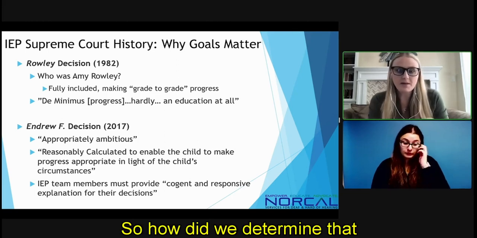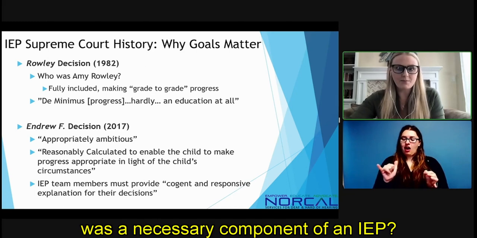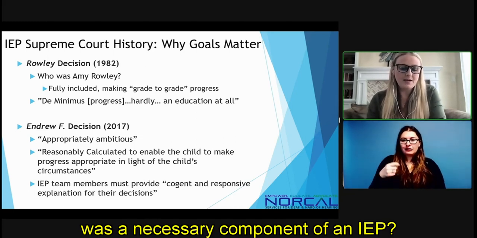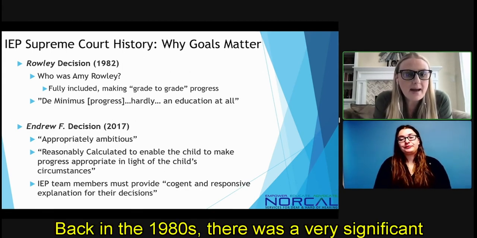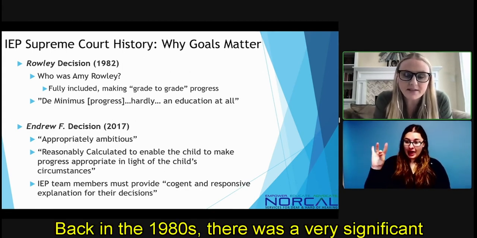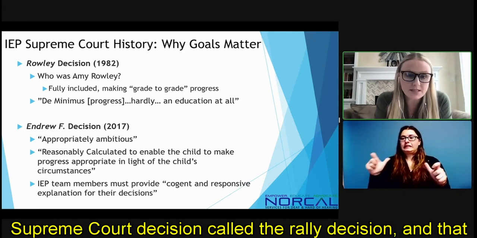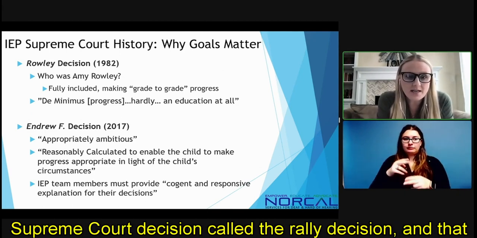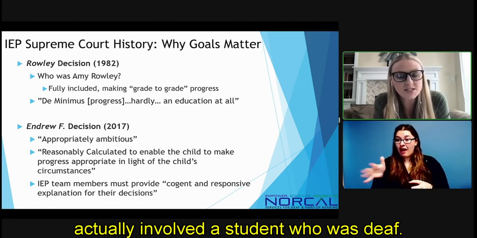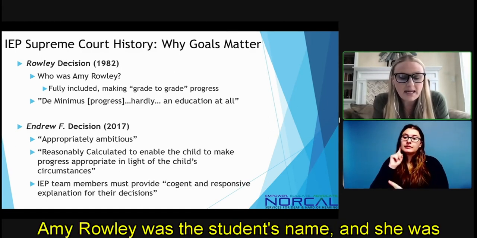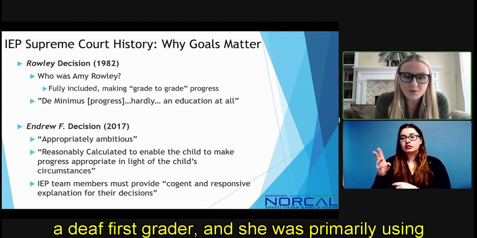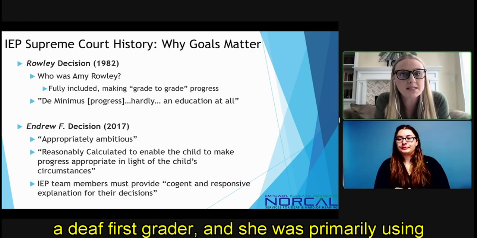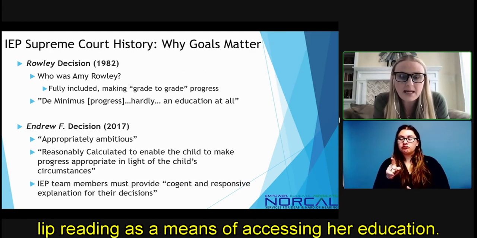So how did we determine that that was a necessary component of an IEP? Well, there's some legal history to this. Back in the 1980s, there was a very significant Supreme Court decision called the Rowley decision, and that actually involved a student who was deaf. Amy Rowley was the student's name, and she was a deaf first grader. And she was primarily using lip reading as a means of accessing her education.